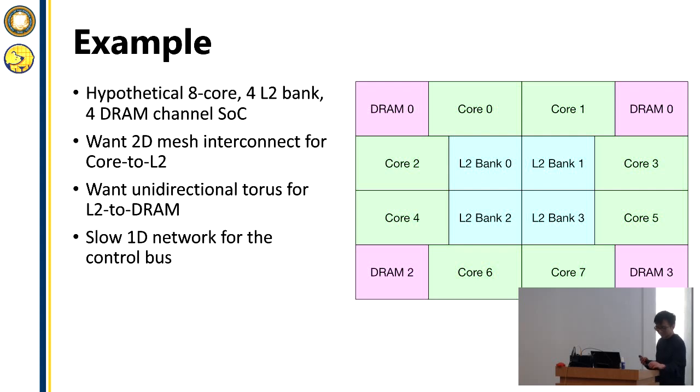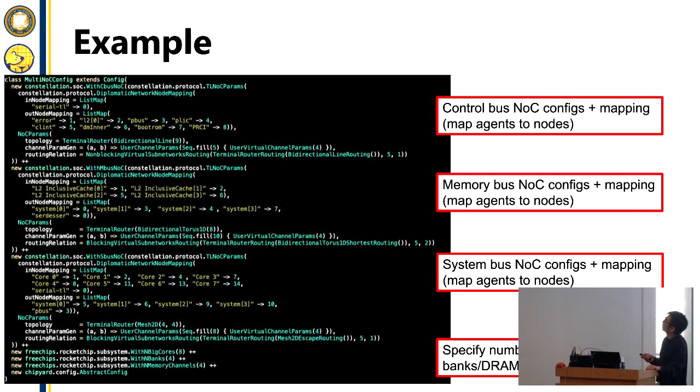So a little bit more practically, what does this look like? Say I want to build, this is like my example floor plan, right? And I want a 2D mesh interconnect for all the core to L2 traffic. But for L2 to DRAM, I want like a unidirectional torus for some reason, right? So this is kind of what the Chipyard configuration class looks like for this network on chip.